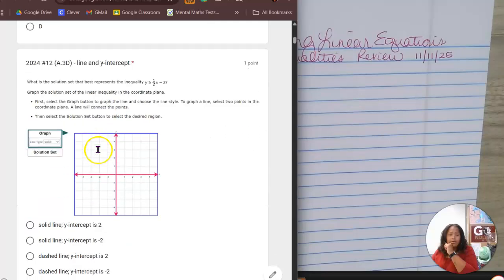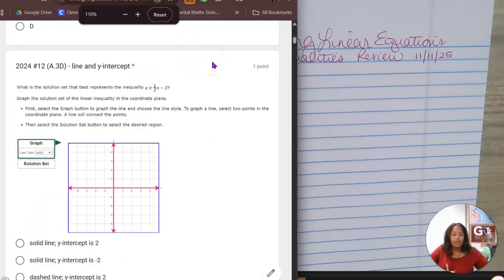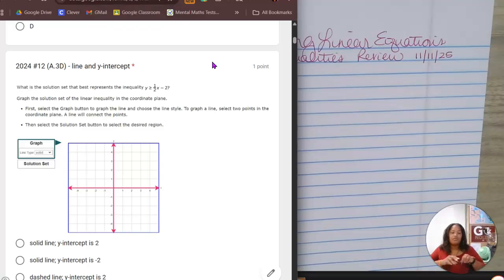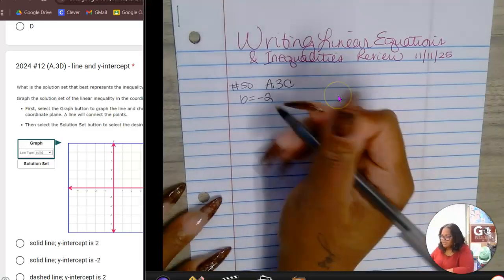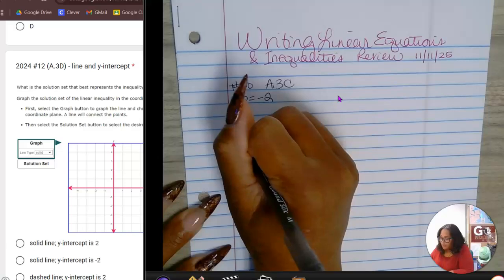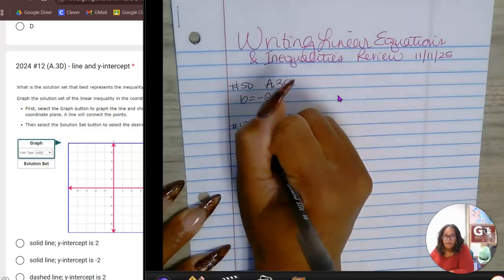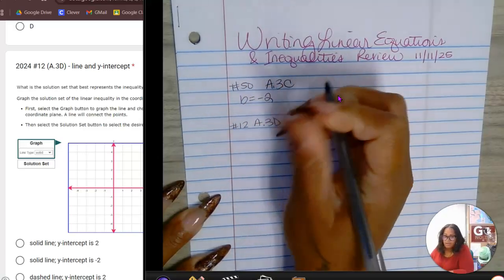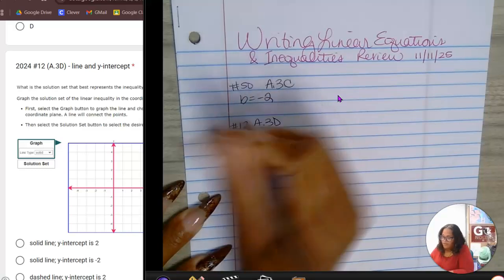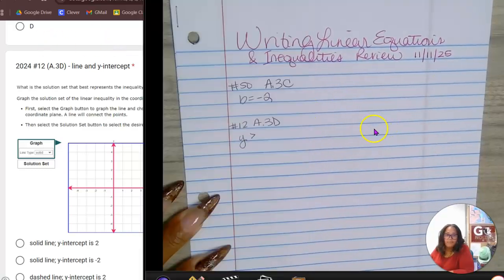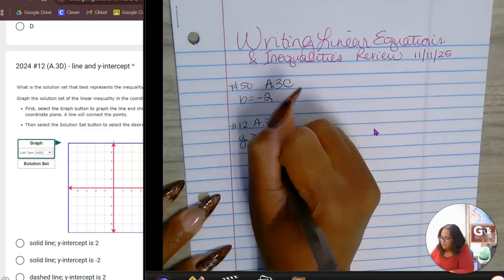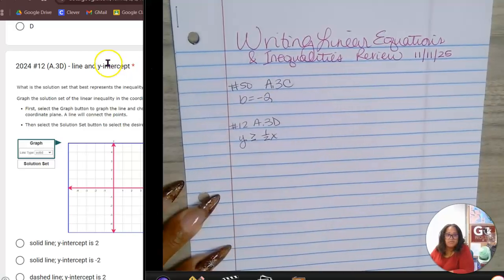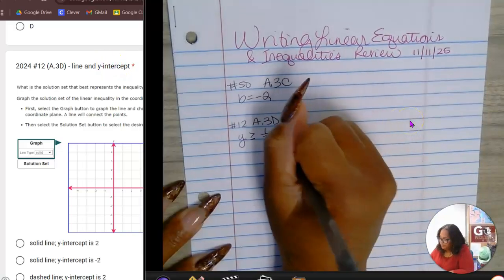B. This one states, let me put my glasses on. It says, what is the solution set that best represents the inequality y is greater than 1/2 x minus 2? So I always write that down. And this is question number 12, A3D. Y is greater than or equal to 1/2 x minus 2.